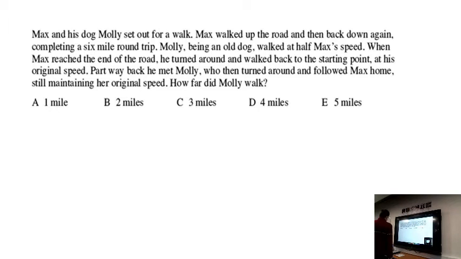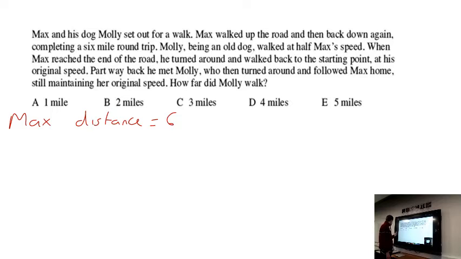Okay, so we're going to look at Max. So Max walked up the road and then back down again, completing a 6-mile trip. So let's write it. So Max. Okay, he walked up the road, then back down again. So here distance is equal to 6.